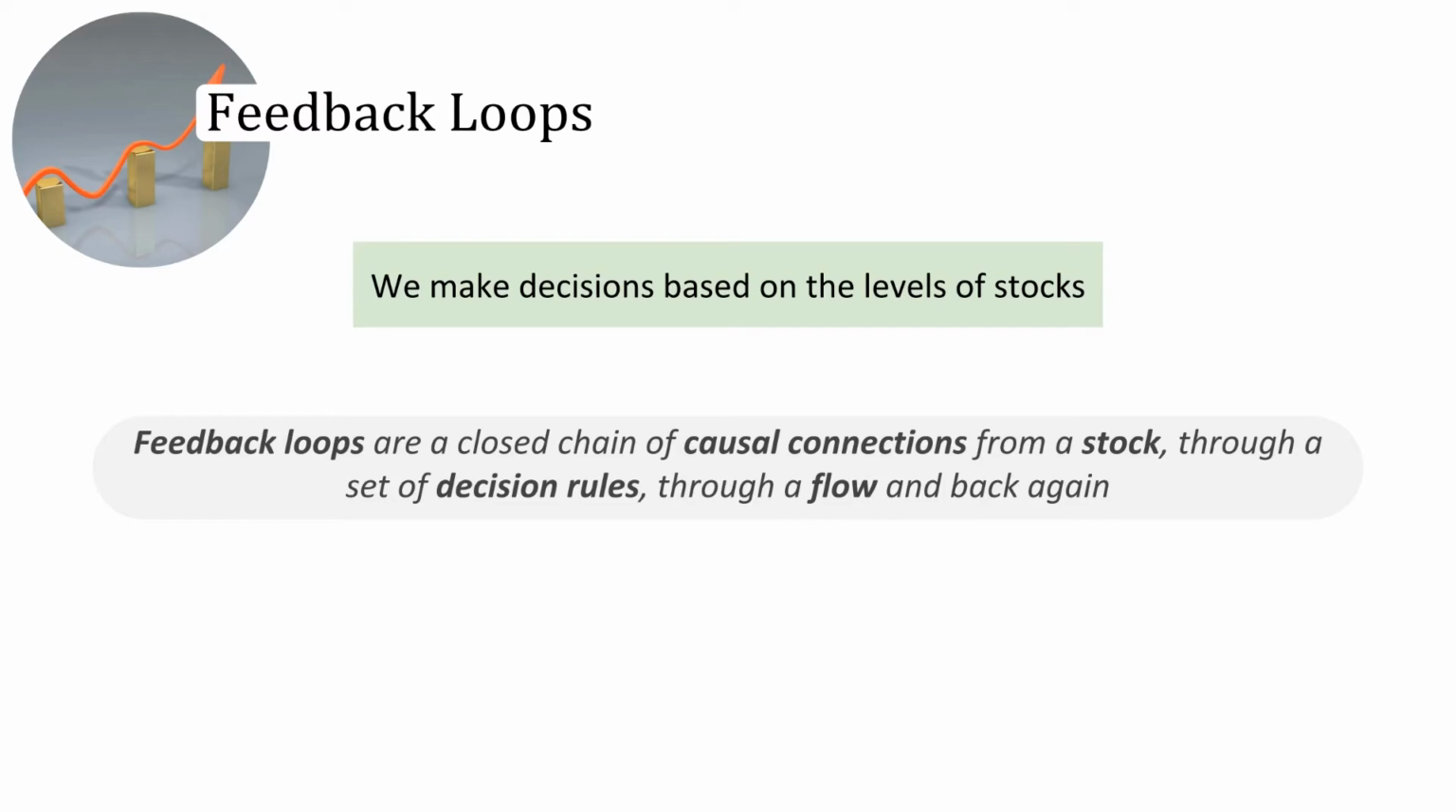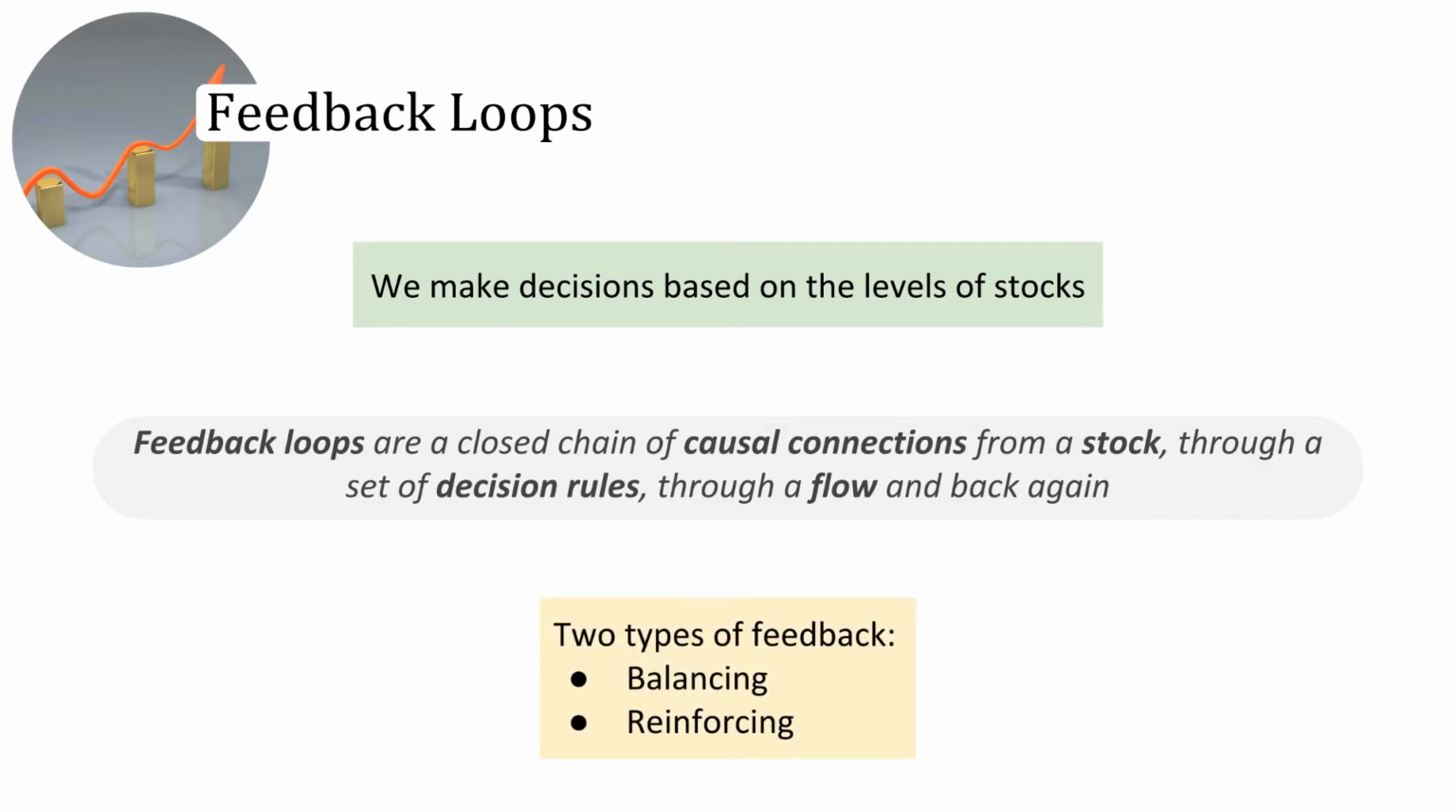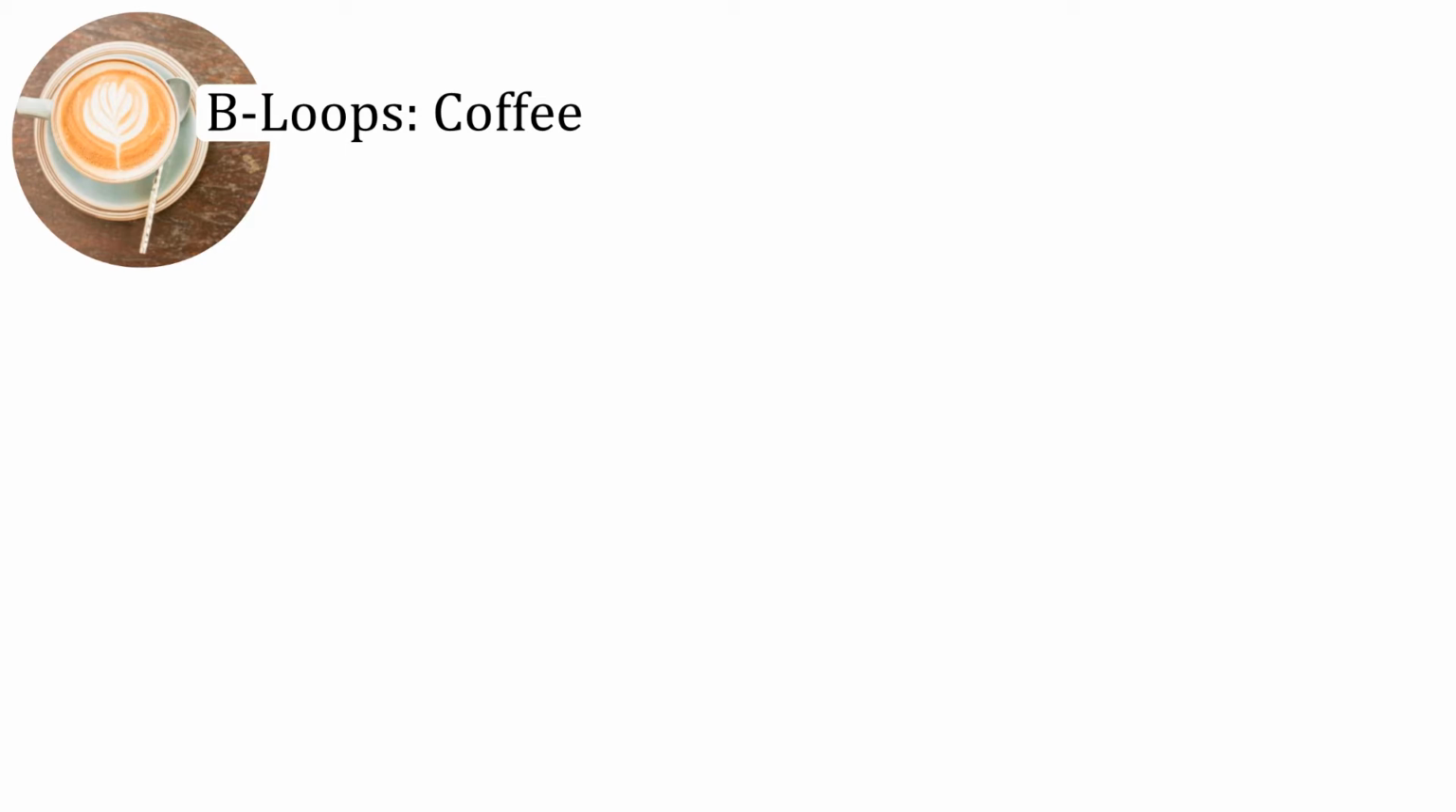And feedback loops are a closed chain of causal connections from a stock through a set of decision rules, then through a flow and back again. So basically, we're adjusting the flows to and from stocks based on some decision rule and the level of that stock. We'll encounter two types of feedback, namely balancing and reinforcing feedback, and we'll be examining these more closely in the following slides. One simple system that contains a balancing feedback loop is that of coffee cooling or warming.